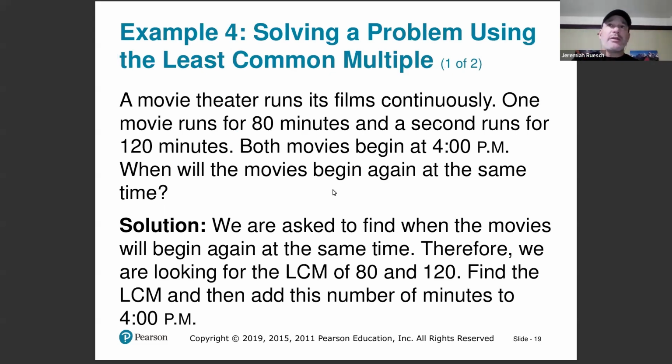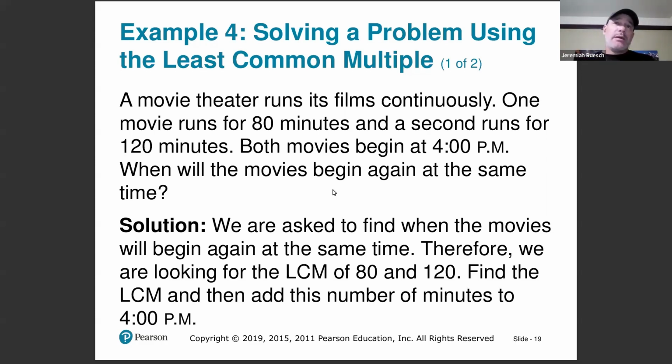Okay. All right, let's look at an example of how you might use the LCM to solve a problem. Let's assume that we have a movie theater that runs its films continuously, meaning as soon as a film ends, it goes back to start playing it again, and they're only showing 2 movies. One movie is 80 minutes long, and the second film is 120 minutes long. The theater opens and plays the videos at 4 o'clock in the afternoon.